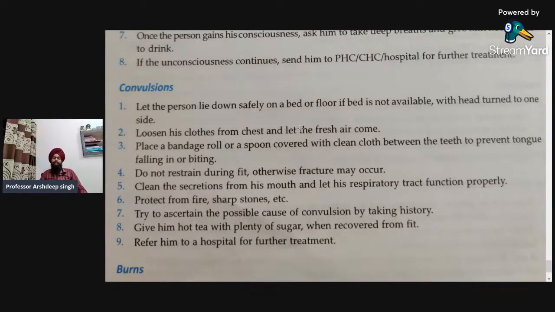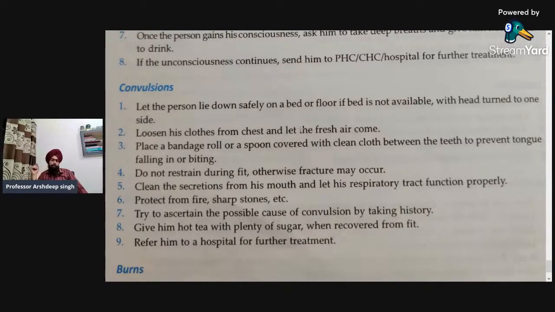We have to prevent the tongue from rolling backwards, because it might obstruct the breathing and the airway, which may lead to the death of the patient in some conditions. So we have to maintain this position. Loosen his clothes from the chest and let fresh air come. Next, place a bandage roll or a spoon covered with a clean cloth between the teeth to prevent tongue bite.